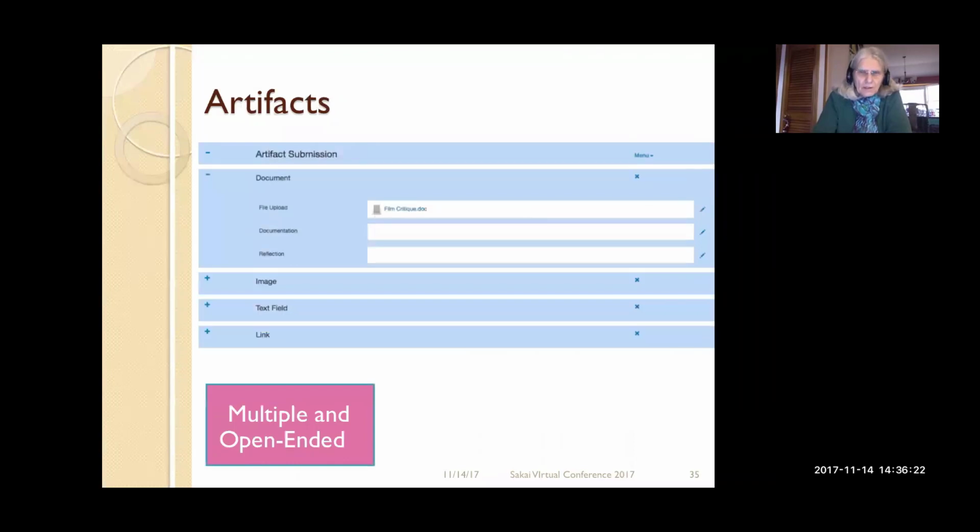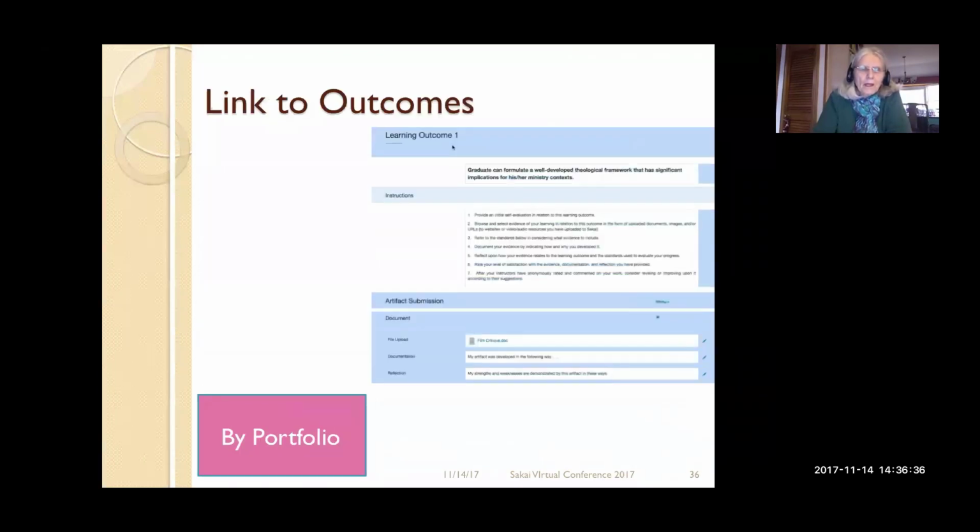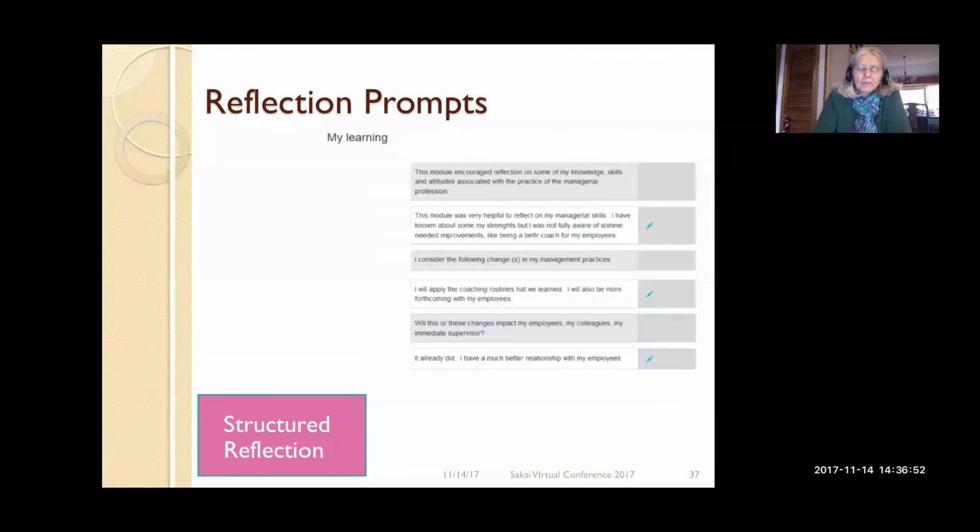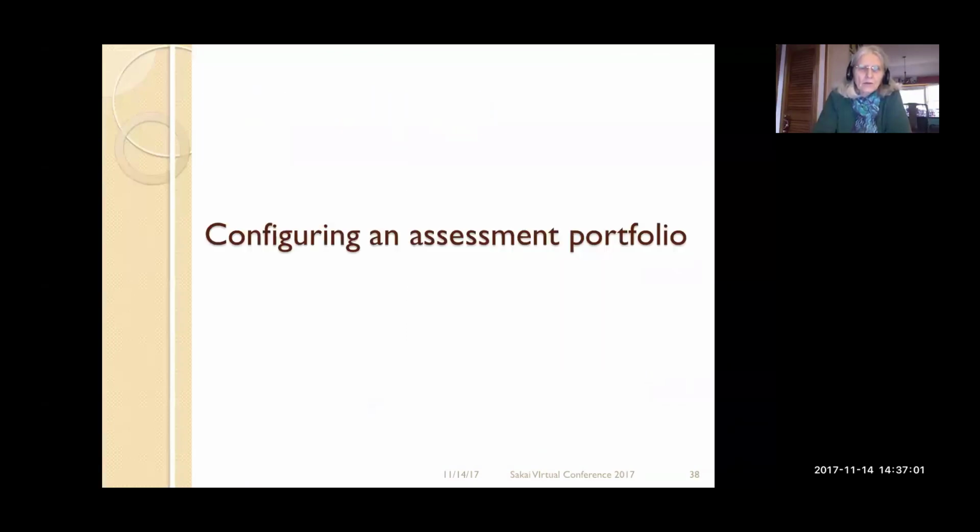Artifacts can be, here's an example of multiple and open-ended artifacts. So students can upload many images, write text, put in links, submit videos, etc. Here's an example of linking to outcomes where the outcome is provided and the student is asked to select the evidence that relates to that outcome. Reflection prompts can be varied, or they can be structured, and so on.